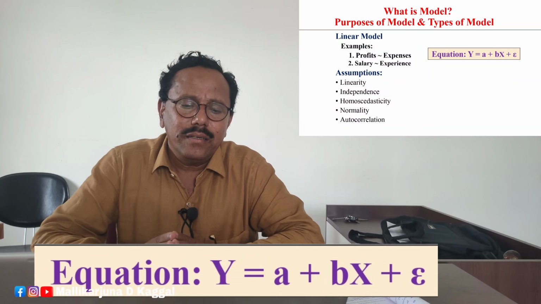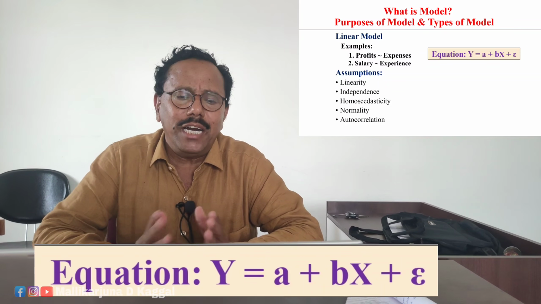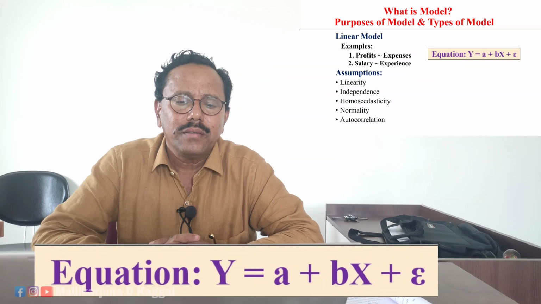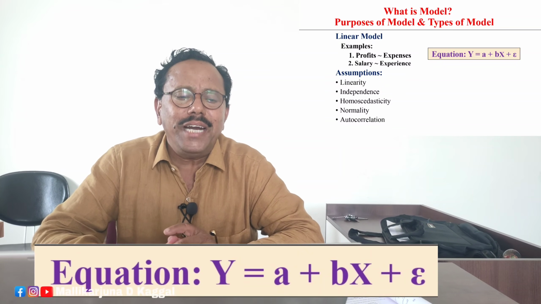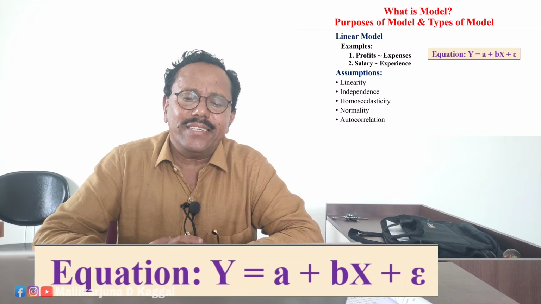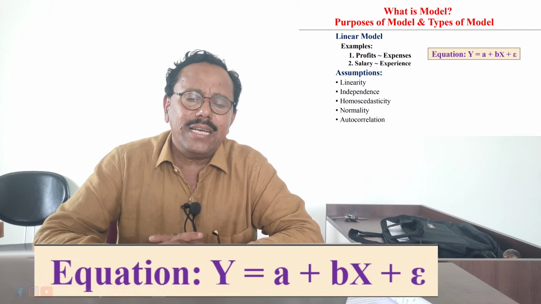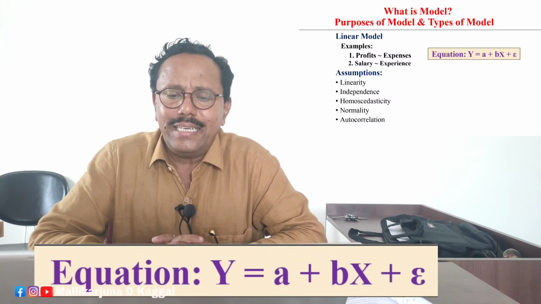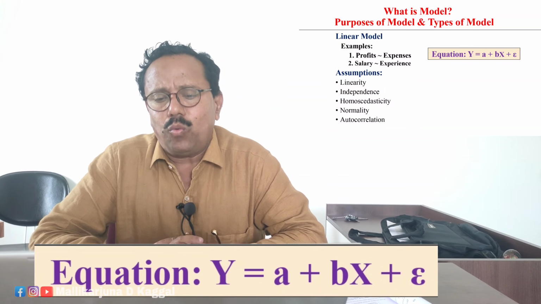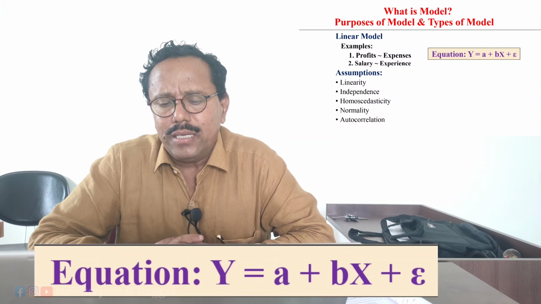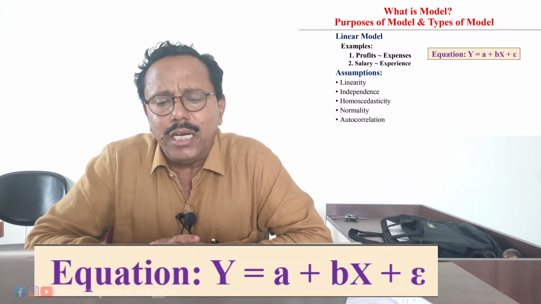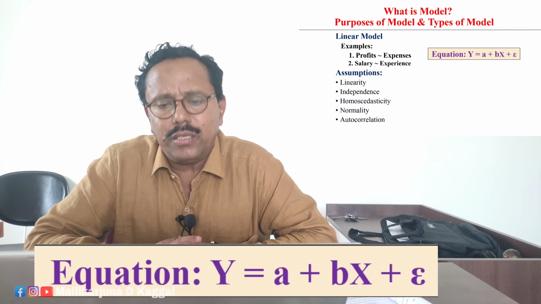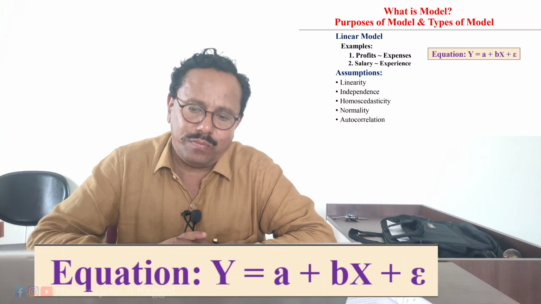Y is the dependent variable. From our example shown on the slide, profit is the dependent variable. Y we can take as the dependent variable. A we can call alpha, or we can also call it the intercept. What is intercept? What is alpha? This is the contribution to the dependent variable when the contribution of all the slopes is 0.